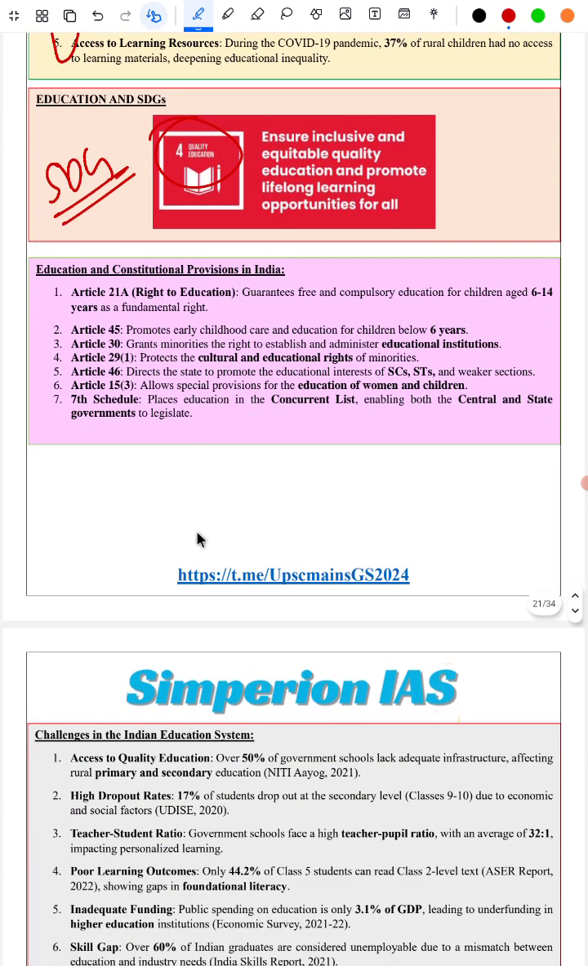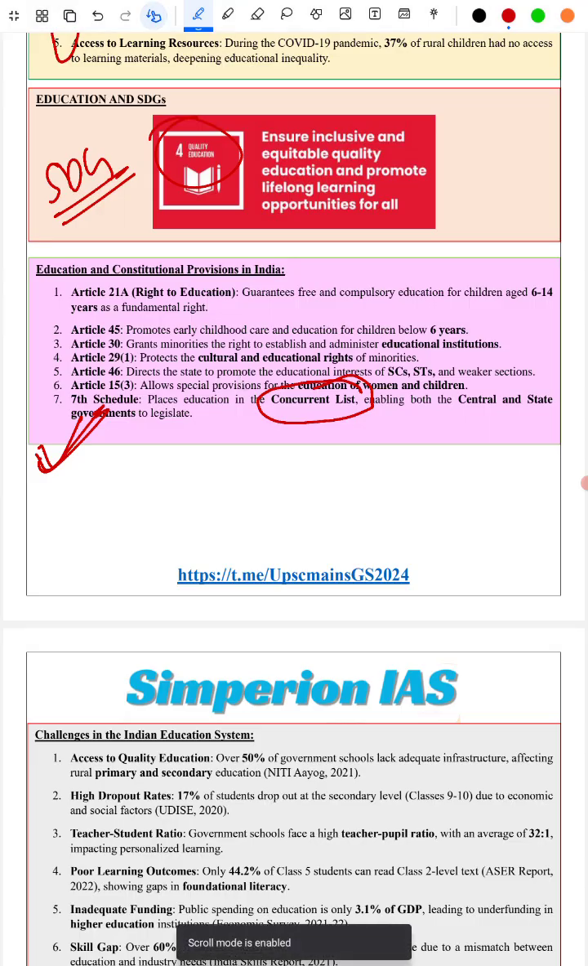Next, we have covered Indian constitutional provisions and education. We have covered that in 7 points. Education is in the concurrent list. Healthcare is in the state list.